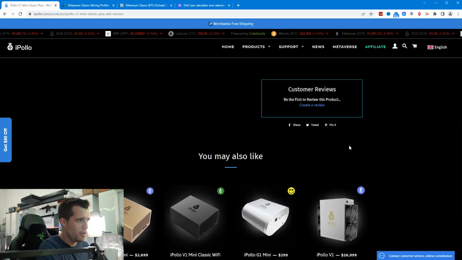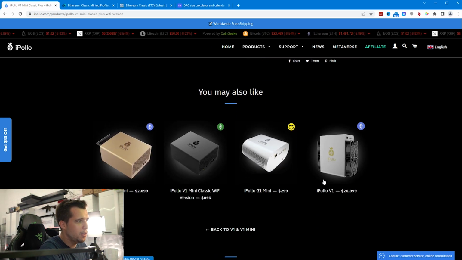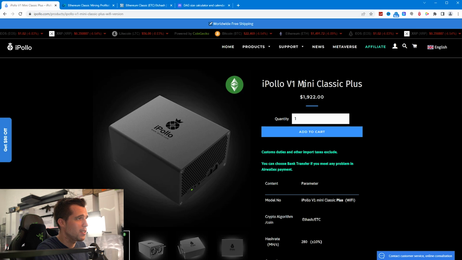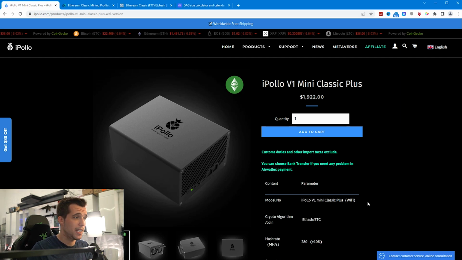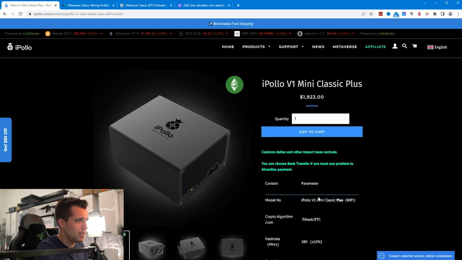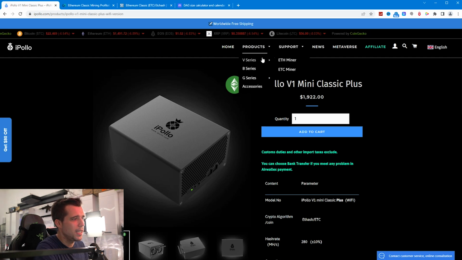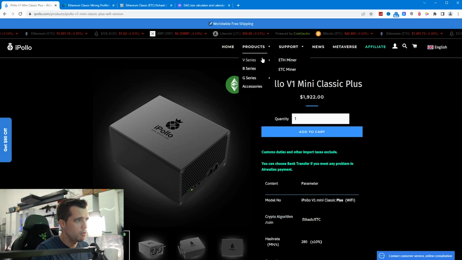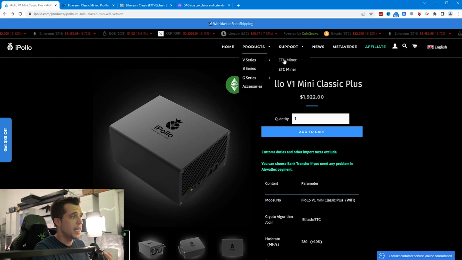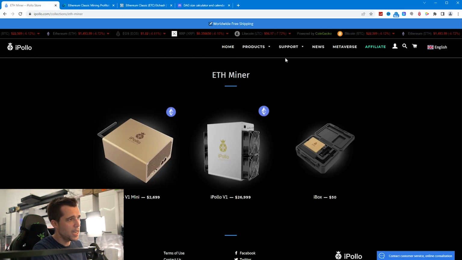Alrighty guys, I have to correct myself because I was just checking out their website. It's a little bit confusing for me. It seems like the Ipollo V1 Mini Classic Plus says Wi-Fi already. It doesn't say it in the name, but it seems to have Wi-Fi if you have a closer look at the model number. We'll verify that later and put the correct links down below in the description. So this seems to have Wi-Fi already, and Wi-Fi is really convenient, especially if you're a home miner. If you just want to switch locations, you don't have to wire it up through your whole house. Then Ipollo also has the V-series ETH miners.